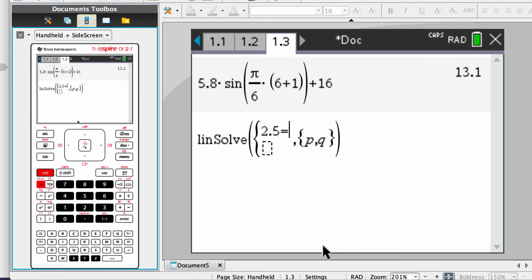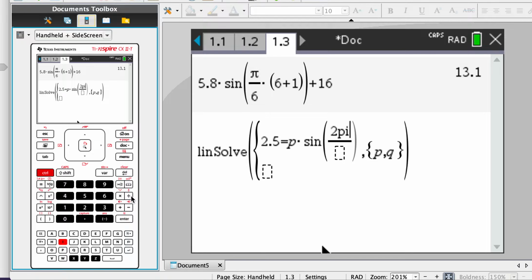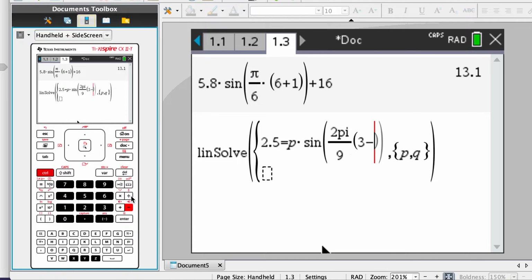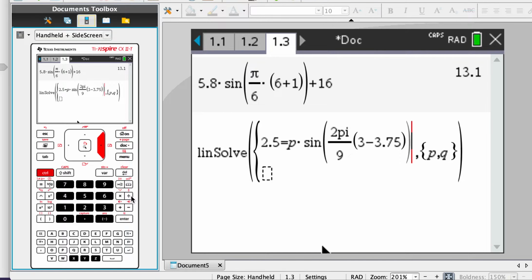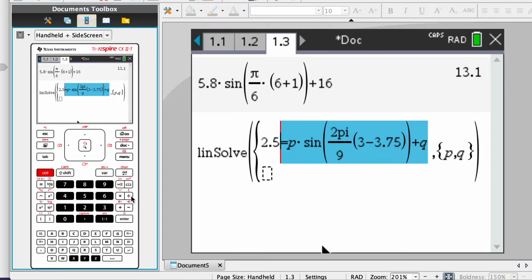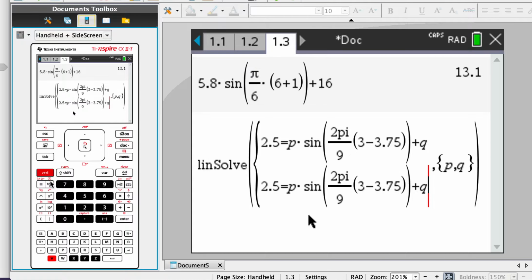2.5 equals P times sine 2 pi over 9, 3 minus 3.75, plus Q is out here. Now let's see if hopefully this allows us to copy it. I'm going to copy it differently. Let's try it this way. This is the way you should be doing it. Control C. For some reason, it's not working from my laptop. There you go, that works. So Control C, then Control V just right there, so we don't have to rewrite everything.